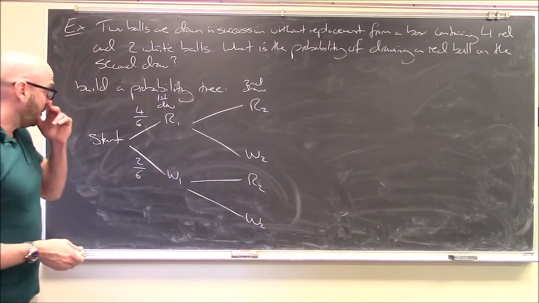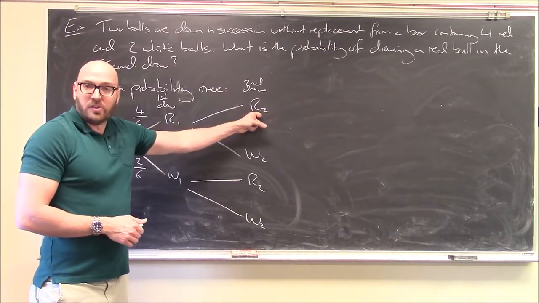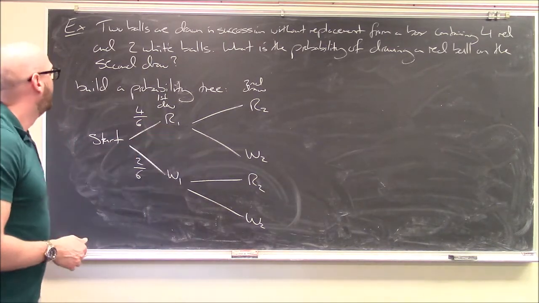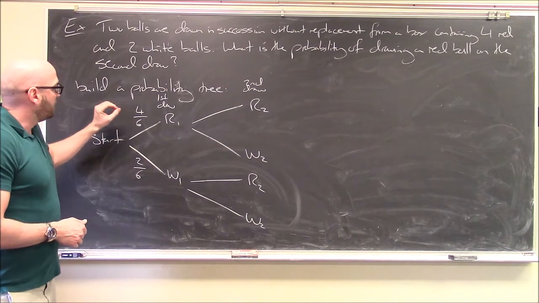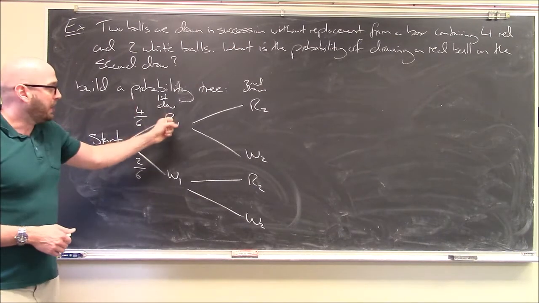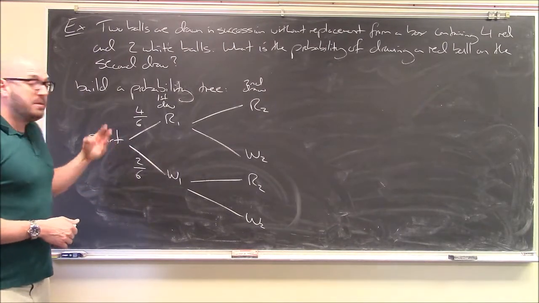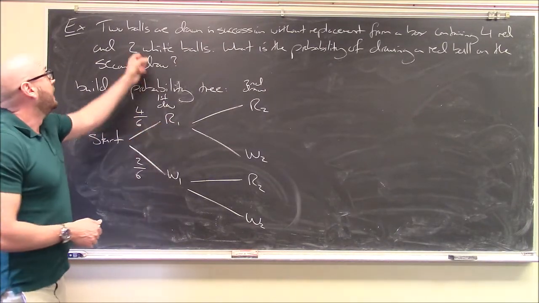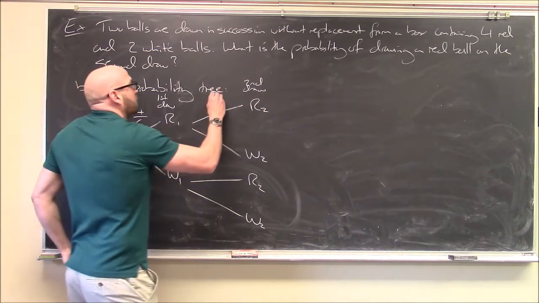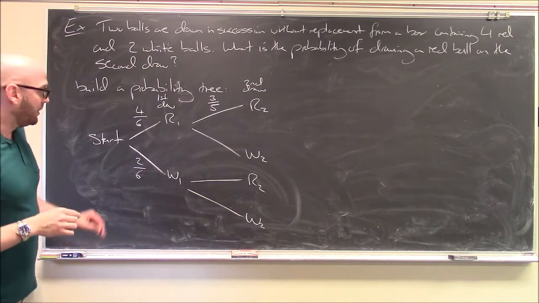Here's where we really have to think about the probabilities. So what's the probability of drawing a red ball the second time around if I drew a red ball the first time around? Well, there were 4 red balls, but I drew one and took it out. So how many red balls are left? 3, right? There's 3 red balls now and still 2 white balls. So the probability of drawing a red, if I drew a red the first time, is now 3 red balls out of 5 total.